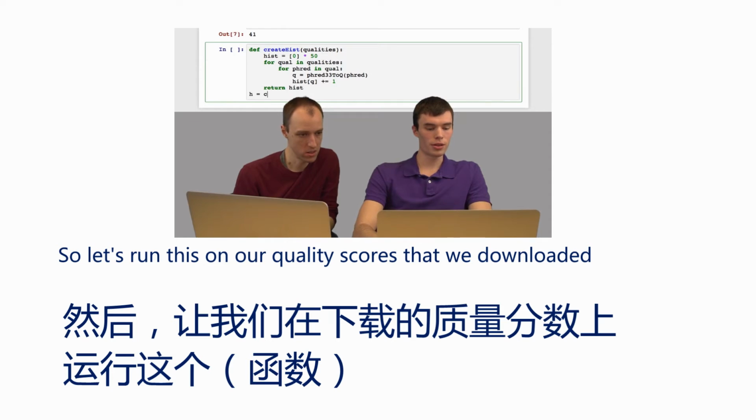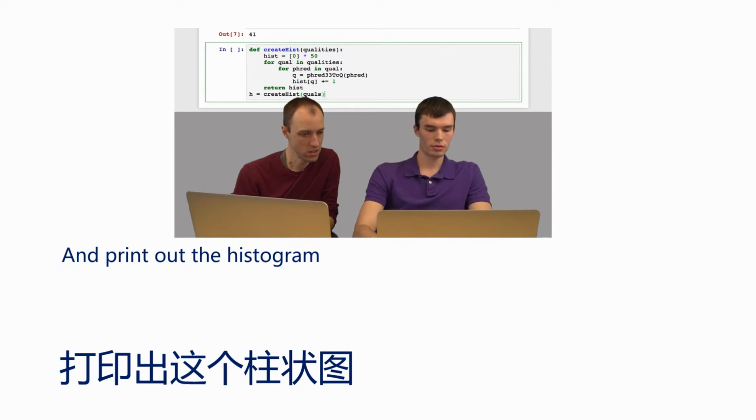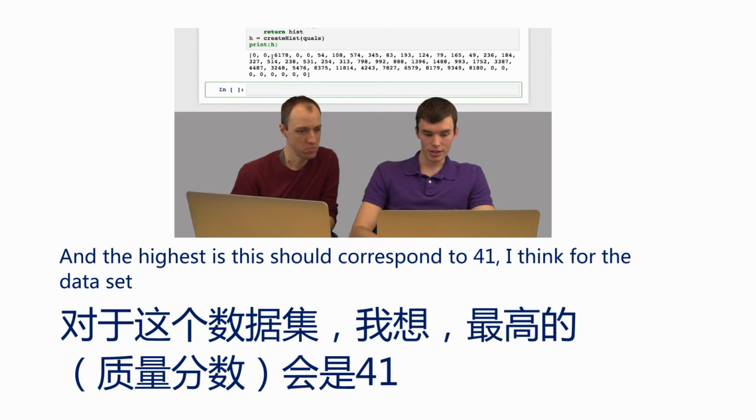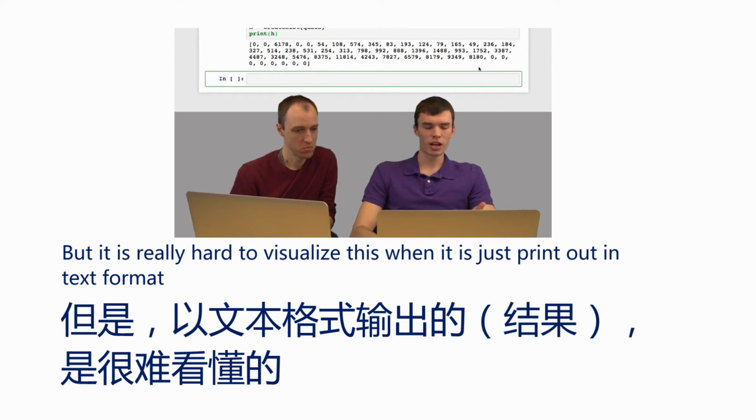So let's run this on our quality scores that we downloaded and print out the histogram. So you can see the lowest quality score we have is a value of 2. That's actually the lowest that can be returned. And the highest should correspond to 41, I think, for this data set. But it's really hard to visualize this when it's just printed out in text format.